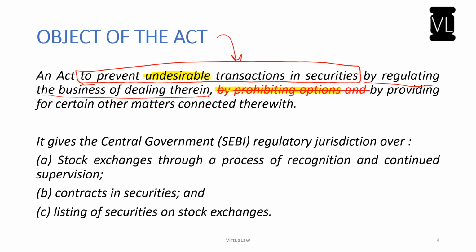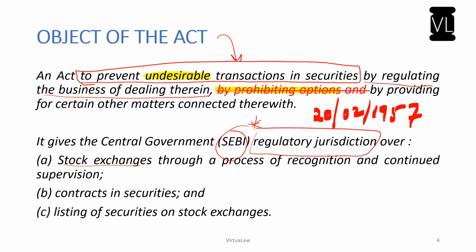So let us go further in terms of the Securities Contract Regulation Act. The Act, even though enacted in 1956, came into force from 20th February 1957. Under the Act, SEBI after 1992, as discussed earlier, has become the regulator. But basically this Act gives the following powers to the central government: regulatory jurisdiction over the stock exchanges, regulatory jurisdiction over contracts in the securities, and regulatory jurisdiction over listing of securities on the stock exchanges.